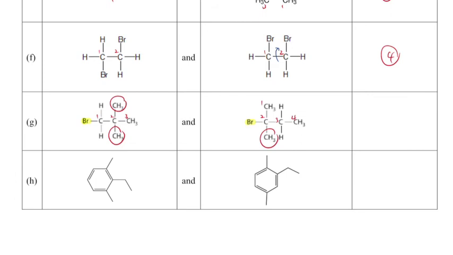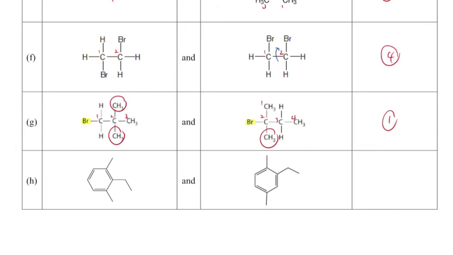Okay, so here you can see they have the same molecular formula and they have the same functional group, but the carbon chain has a different arrangement, so it's classified as chain isomers.